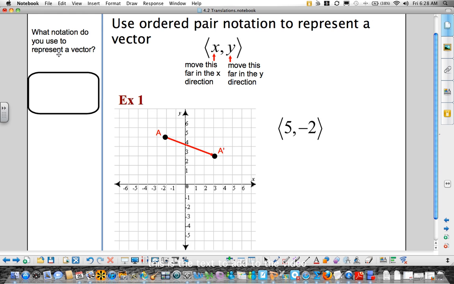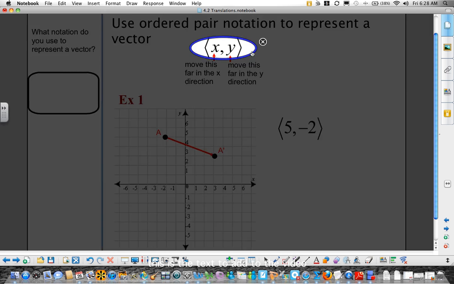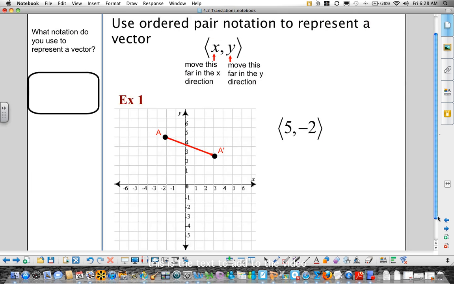So this is a good question. What notation do you use to represent a vector? And the notation that we use is this little piece right here. Okay, let's do another example.